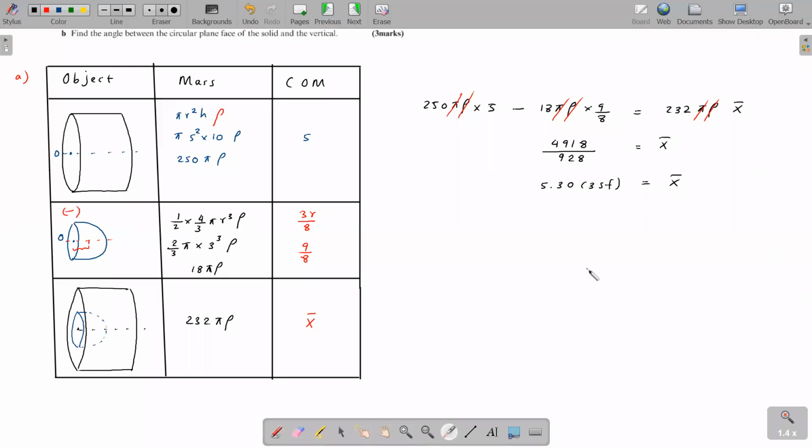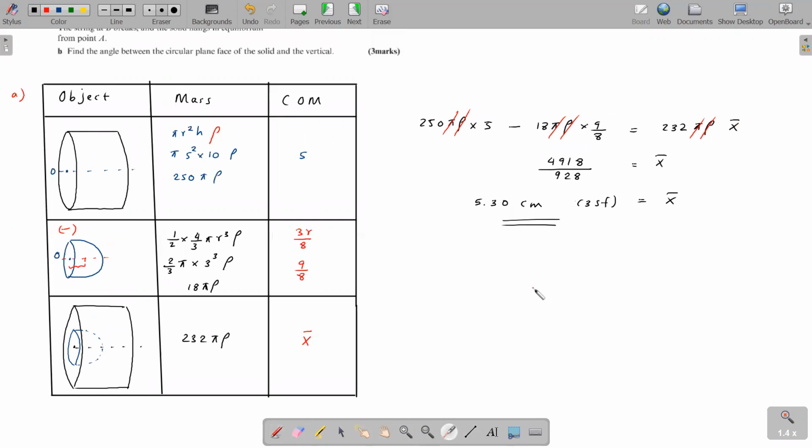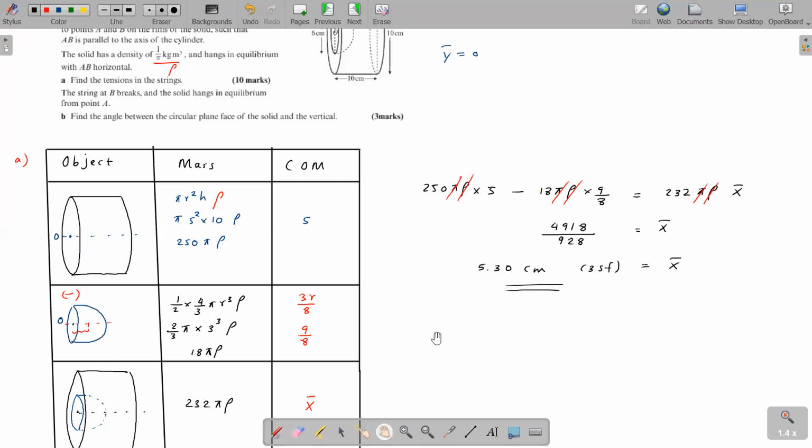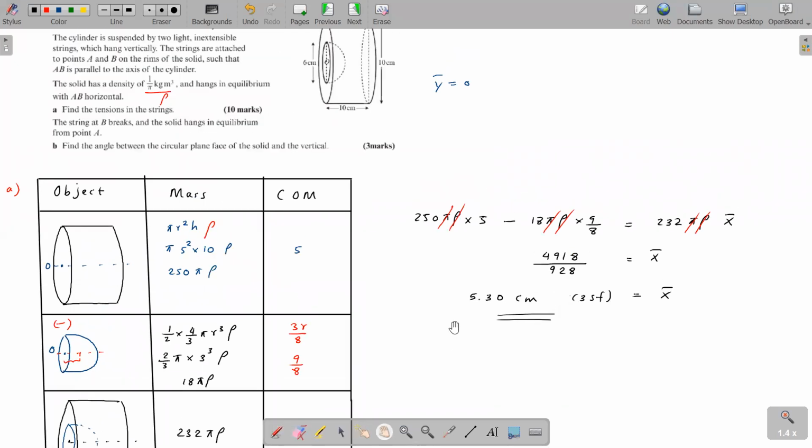All right, guys, can you see? So it's 5.30. This comes in centimeters because we measured our center of mass in centimeters. Because these distances are in centimeters, your x bar will also come in centimeters. Okay, so correct the previous step. That's your x bar. The exact answer is 4918/928, but it's 5.30064, it goes on like that. So that's at 5.30. That's my x bar.